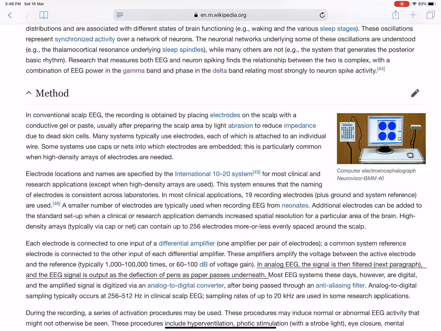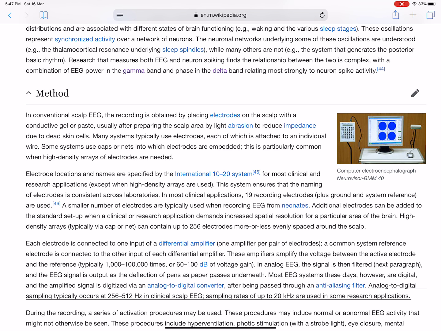Most EEG systems these days, however, are digital, and the amplified signal is digitized via an analog-to-digital converter, after being passed through an anti-aliasing filter. Analog-to-digital sampling typically occurs at 256-512 Hz in clinical scalp EEG. Sampling rates of up to 20 kHz are used in some research applications.